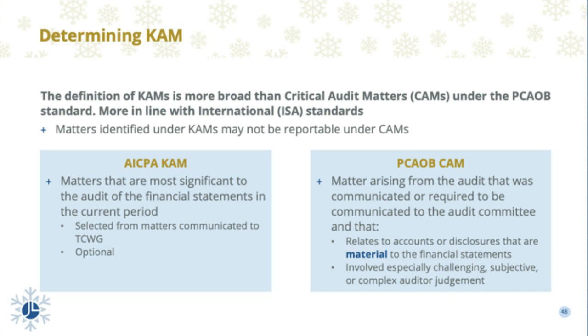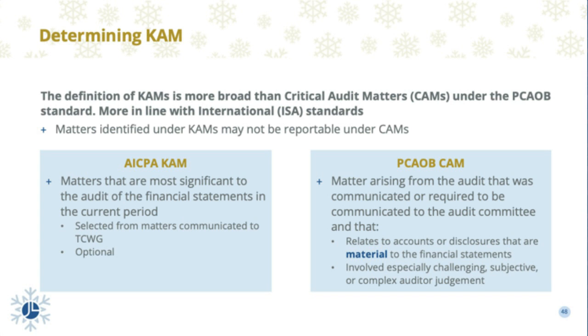And this is an area that's a little different than what the PCAOB's CAMs, or critical audit matters, would include. You see the definition for critical audit matters here under the PCAOB side really focuses more on accounts and disclosures that are material to the financial statements. So things like operational risk, like that IT change, likely wouldn't be reported under critical audit matters under the PCAOB, but could under the AICPA.